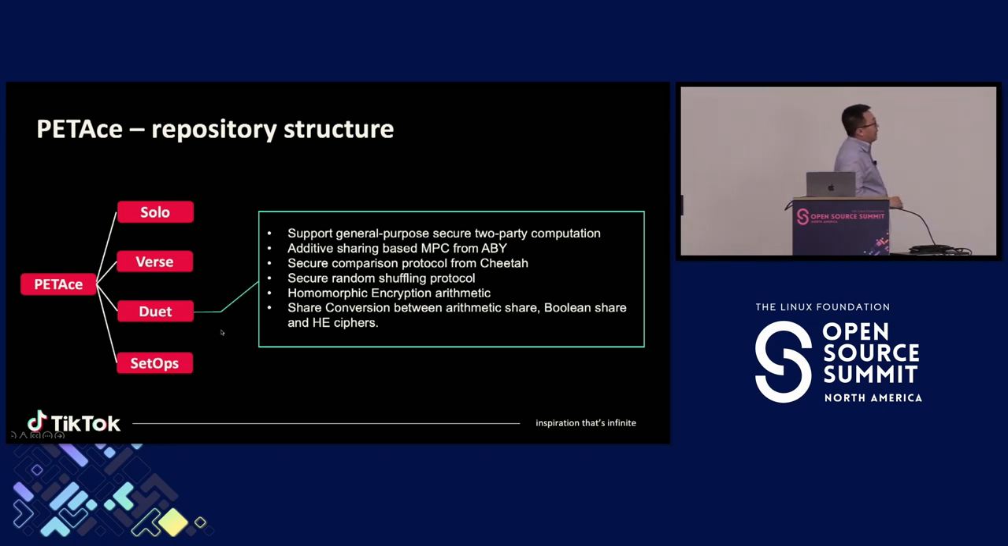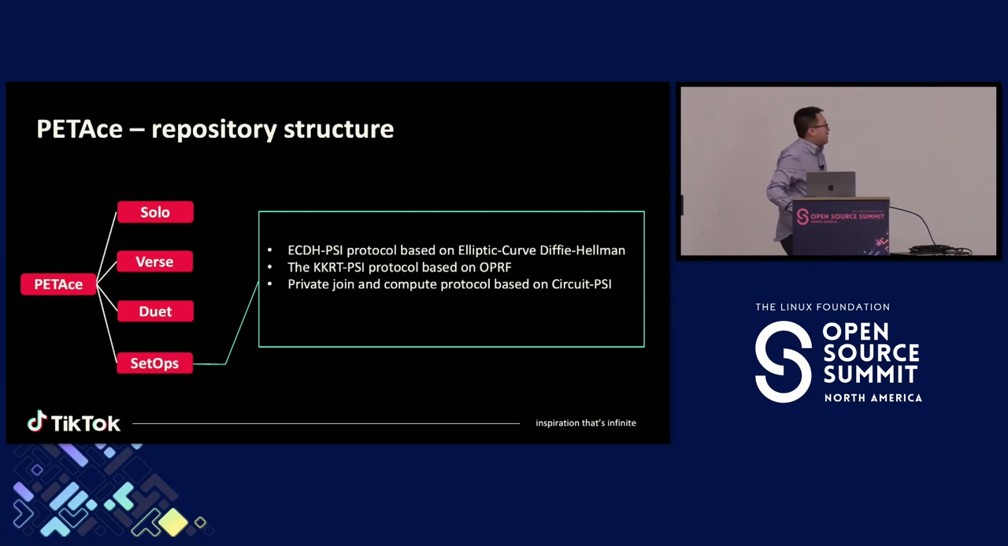Duet is basically our main repo, which has the general purpose secure two-party computation protocol. There are many secret sharing schemes implemented. We also implement homomorphic encryption. They have their own trade-offs between computation and communication, and you can pick the proper one given your specific application. Of course, we also support the conversion between different sharing schemes and homomorphic encryption. So if the first half of your program needs less communication and the second half needs less computation, you can combine different schemes here. And finally, Setups contains the protocols that we design for specialized set operations.